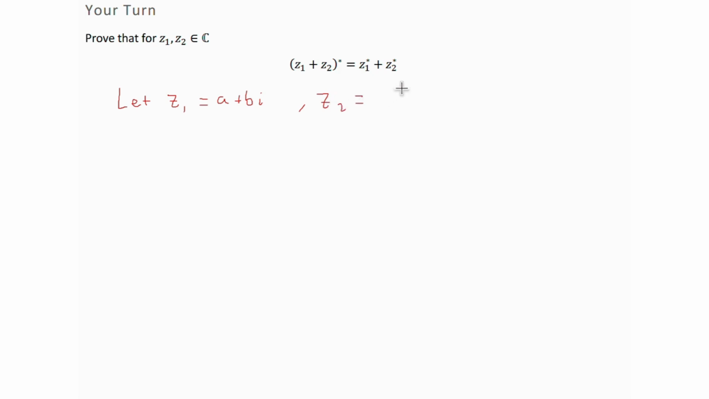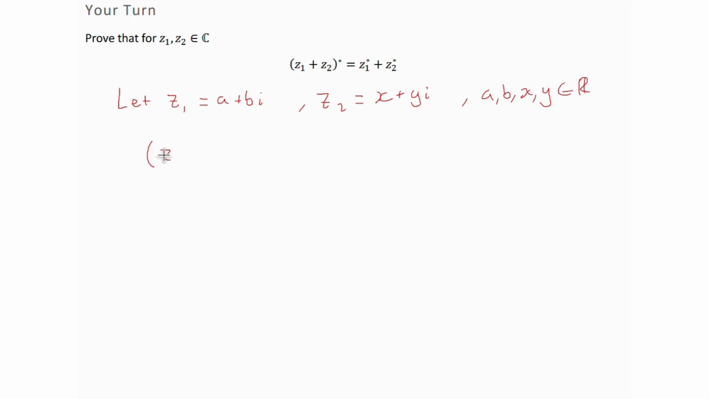and Z2 be X plus Yi, some other complex number, where A, B, X, and Y are all real numbers. There's a definition of complex numbers there.